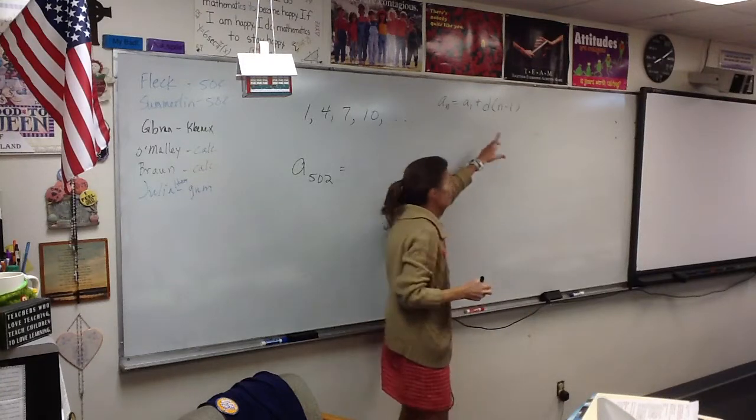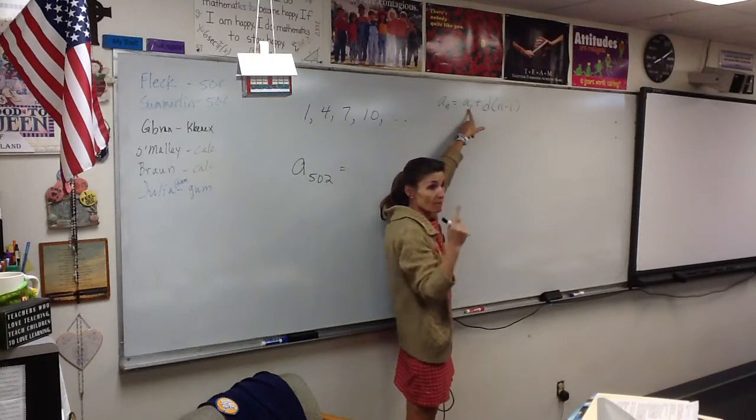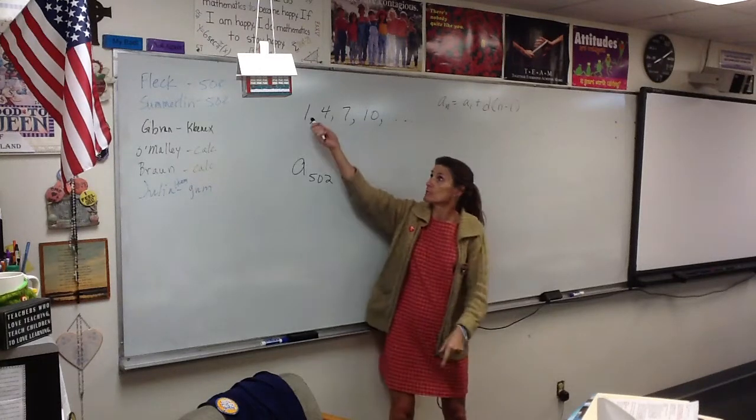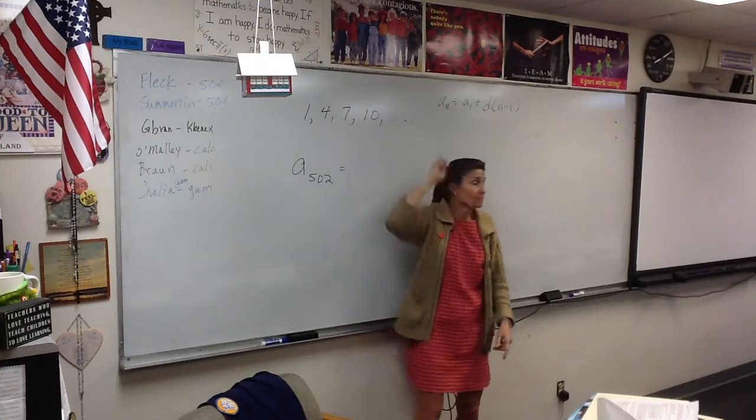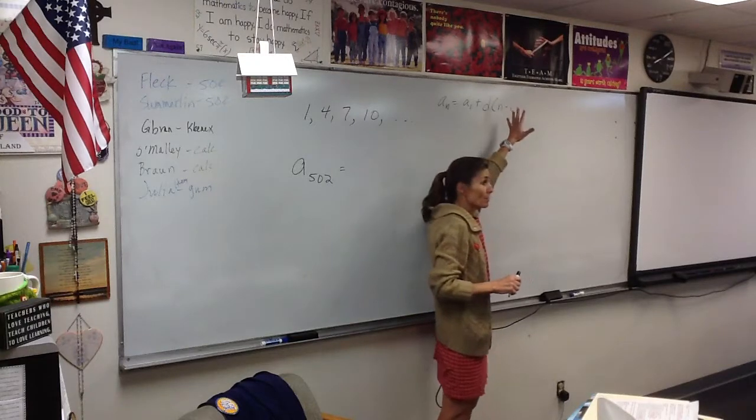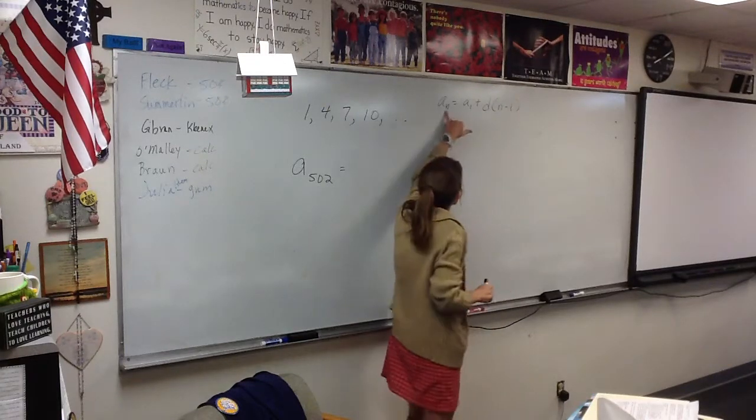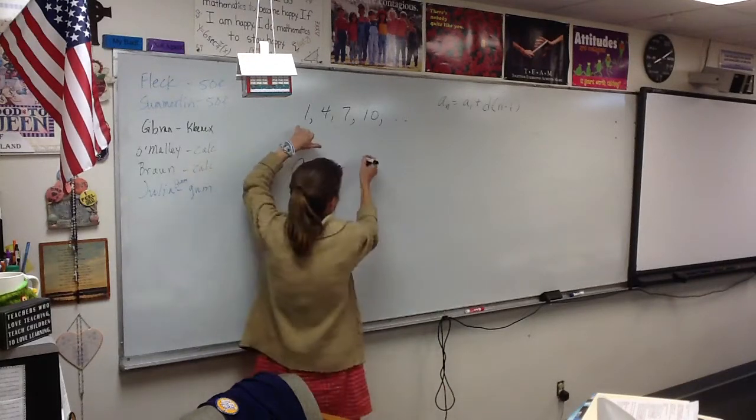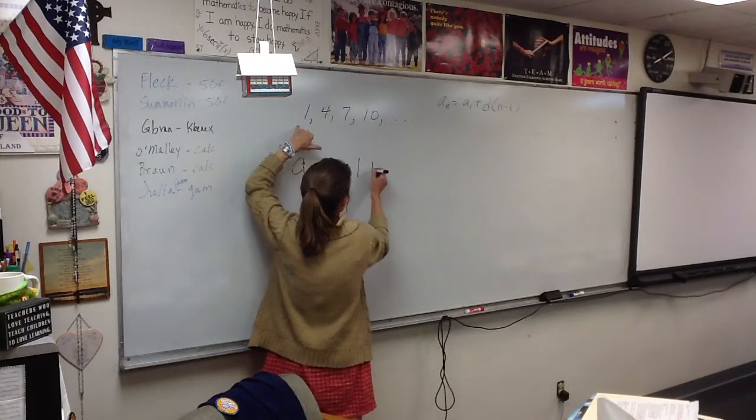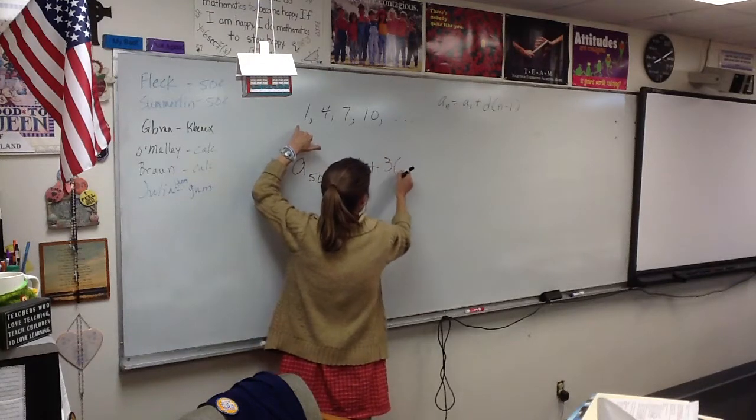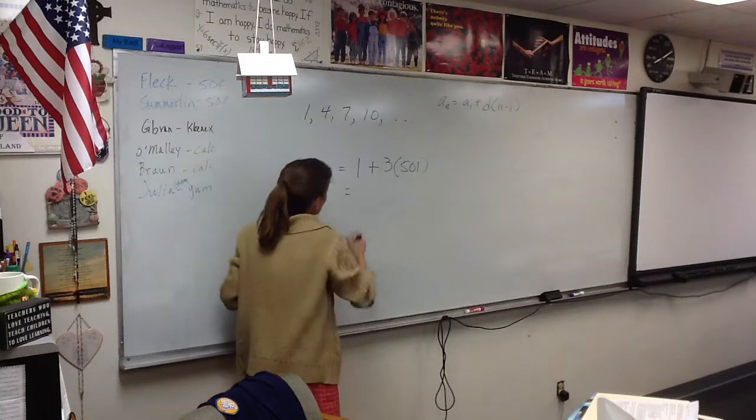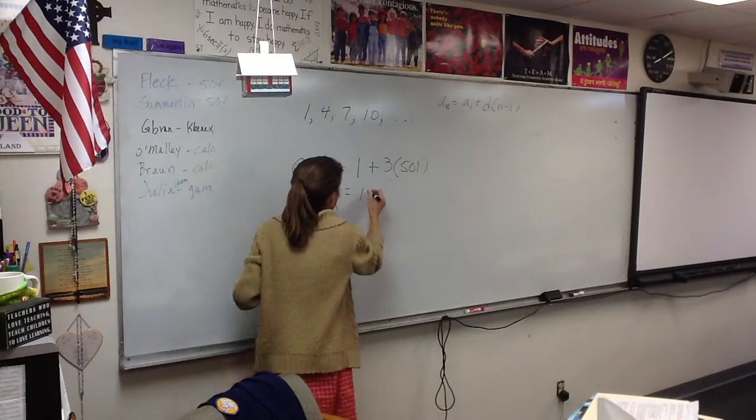And in this formula, this is the first term. This is the common difference, which is the number that we add, right? And n is whatever term it is you're looking for. So for us, n is 502. So we will say what? 1 plus 3 times 501. So the answer to the question is 1504.